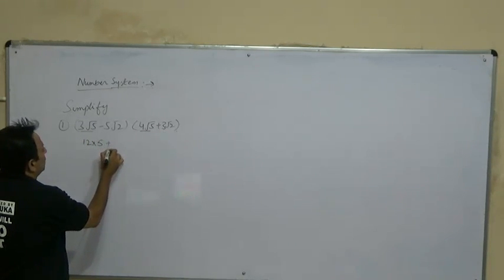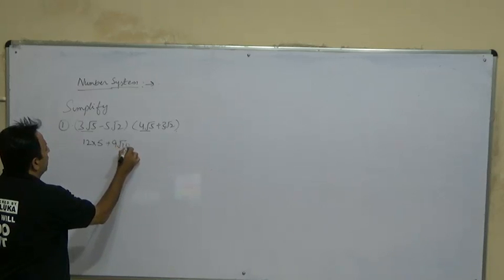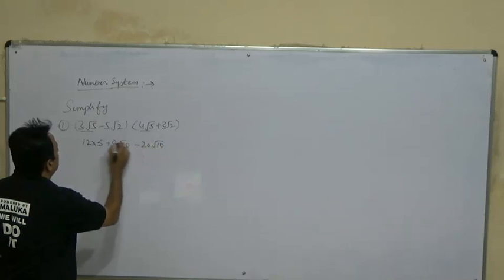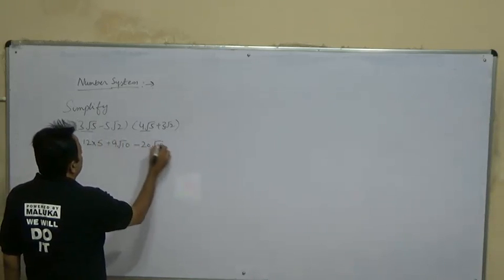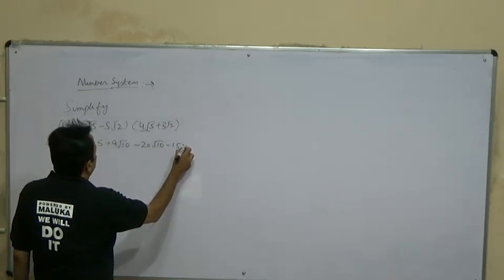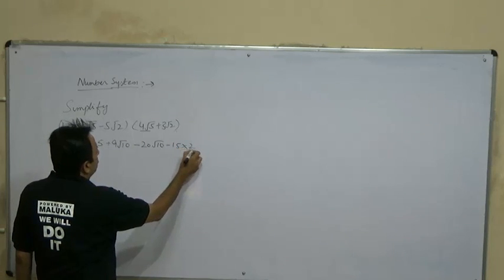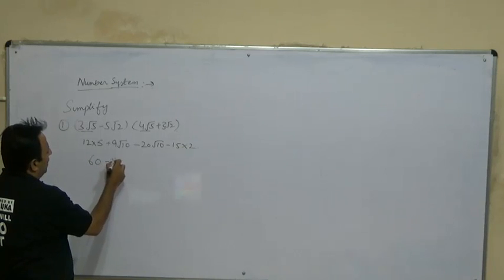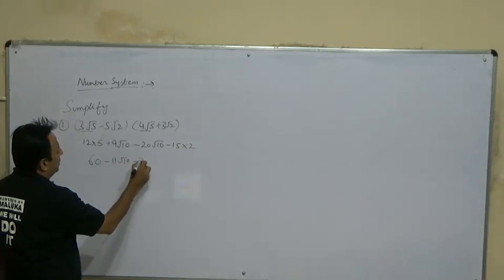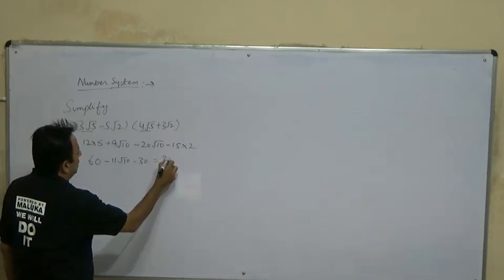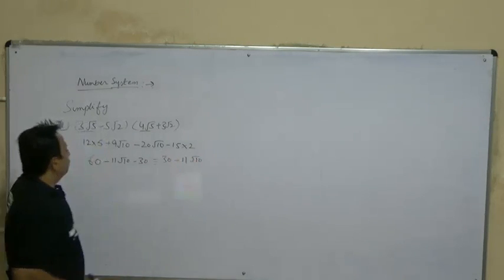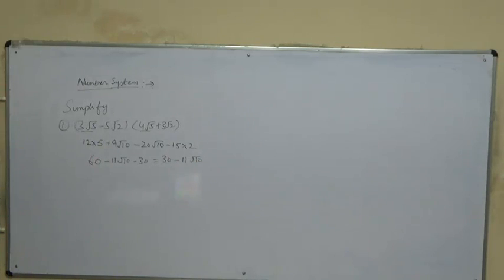So this will be 3 threes are 9 under root 10, minus 20 under root 10, and this is minus 15 into under root 2, it will be 2. Now this will be 60 minus 11 root 10 minus 30. So this will be 30 minus 11 root 10. After simplification we get this answer.